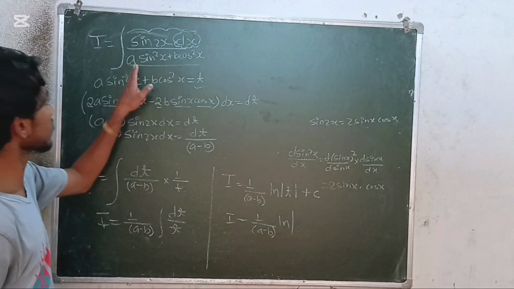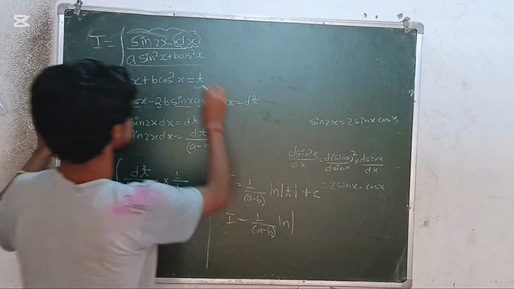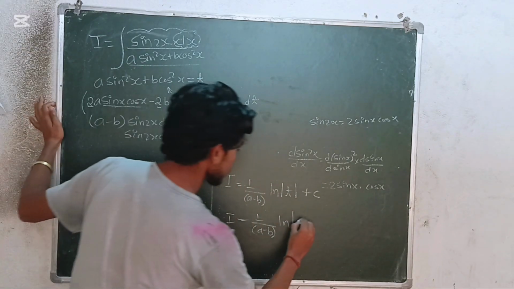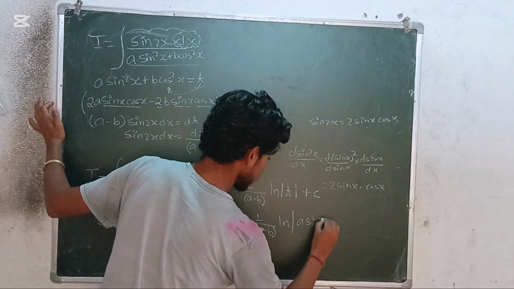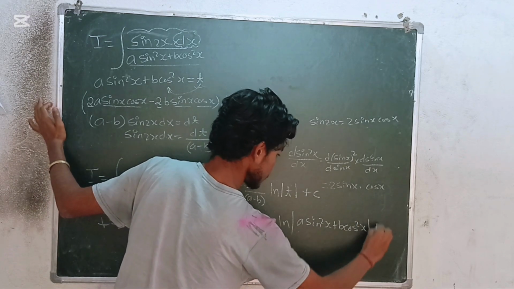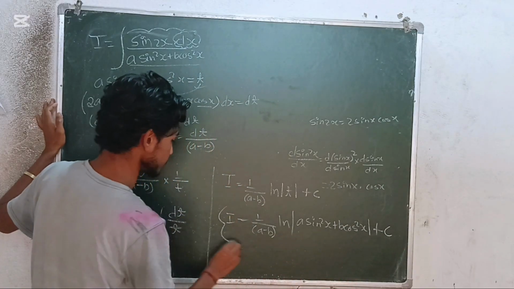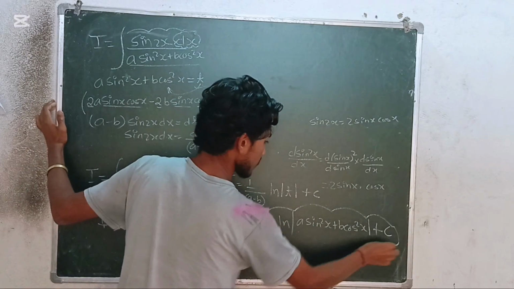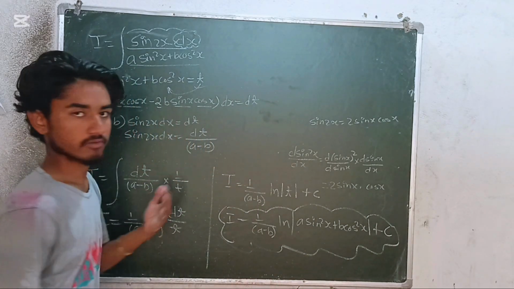So what is t? t is just this function: a sine squared x plus b cosine squared x, plus some constant c. This would be our final result.